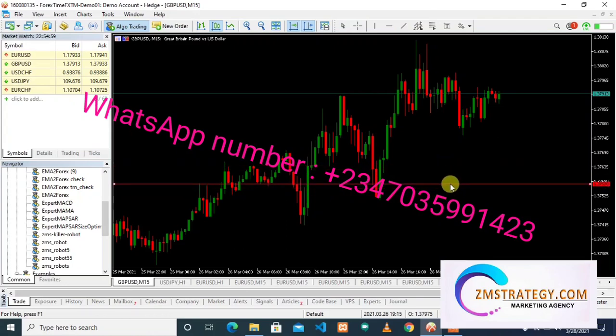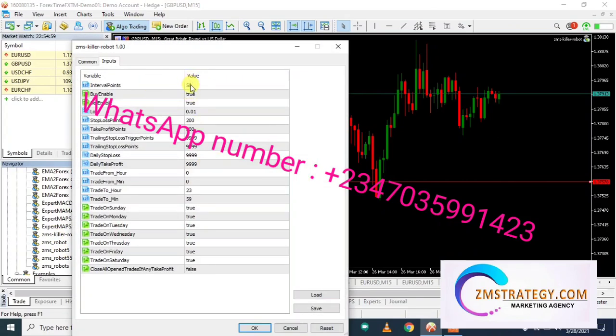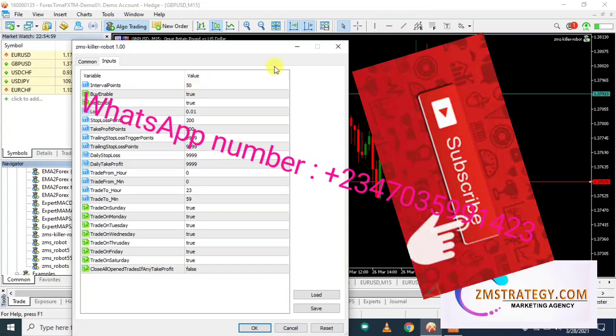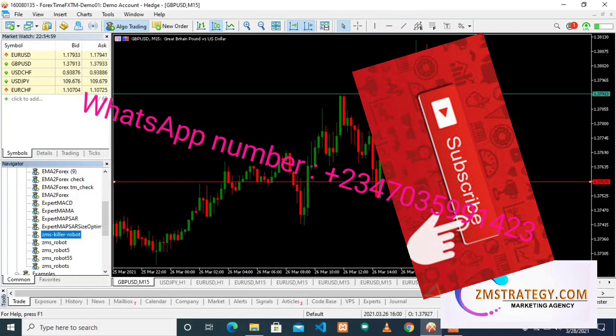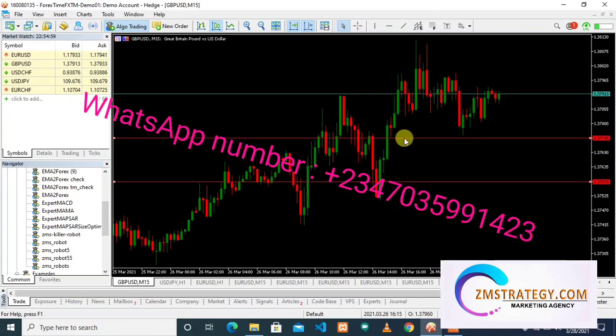It takes a buy trade at this very spot, and remember that we are making use of 50 points, and 50 points is equivalent to 5 pips in forex. So now we have taken a buy trade here, and the market started going up. Immediately the market moves up 5 pips, the robot is going to take another buy entry, because the market is moving in our direction.